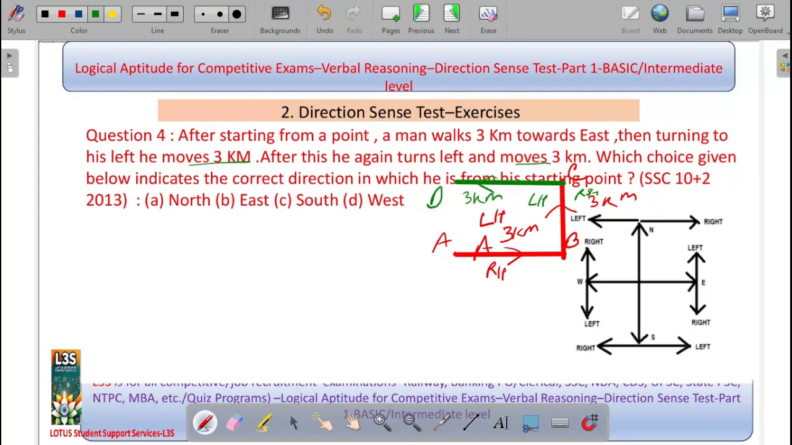And he reached D. Now which choice given below is correct from which starting point? So A to D, again this will be in the north direction. This top side will always be north direction and the bottom side will be south. So D is on the top of A, on the north side. So 4A is the correct answer here.